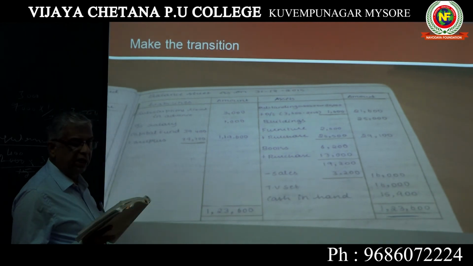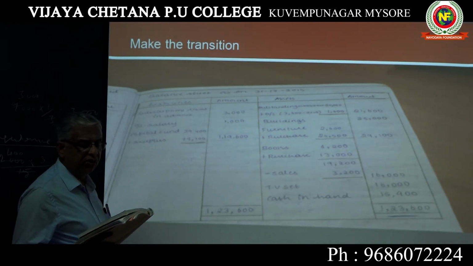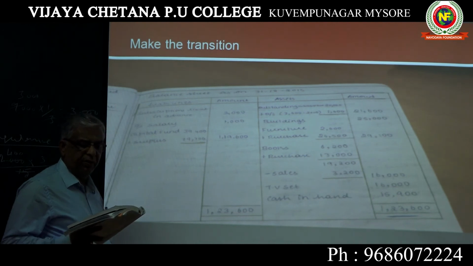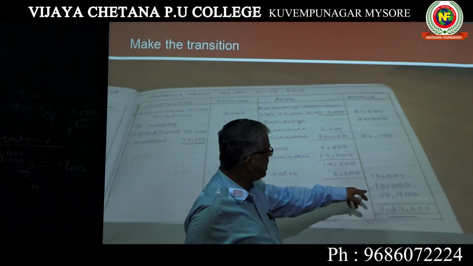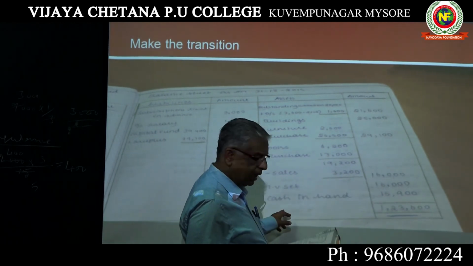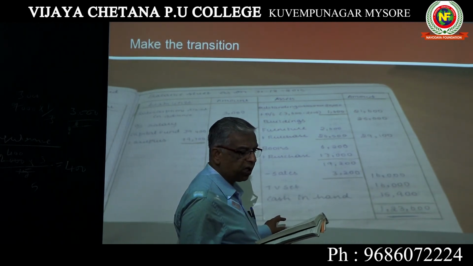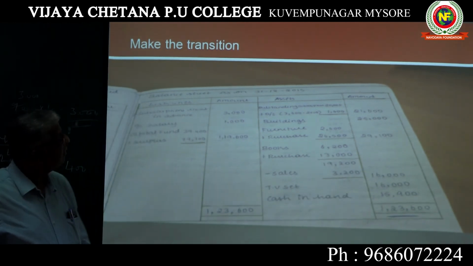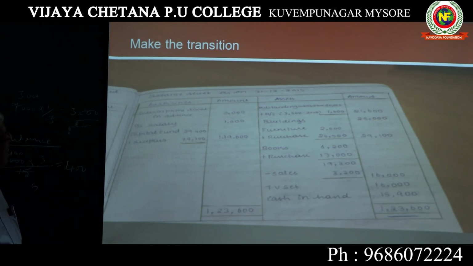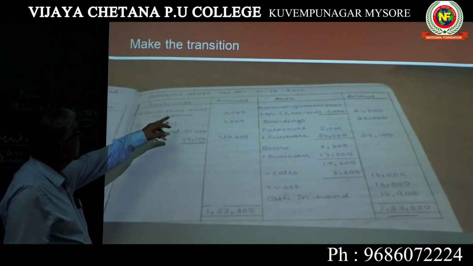60,000. And then TV set we have purchased during the year. See in the receipt and payment side, here he has given TV set 16,000. And cash in hand, here the payment side last item is there, 15,900.